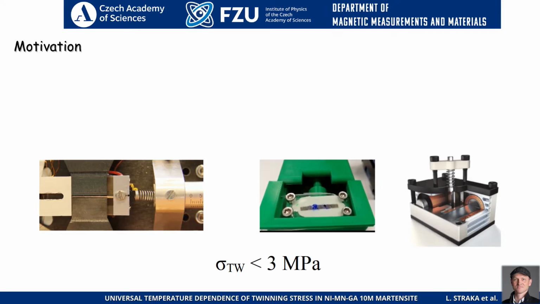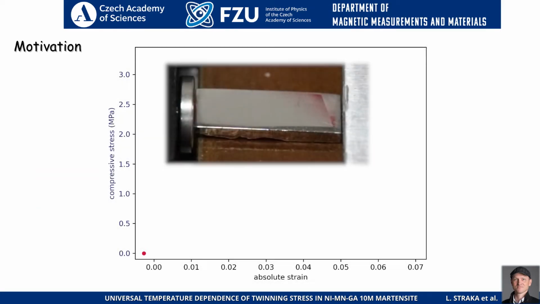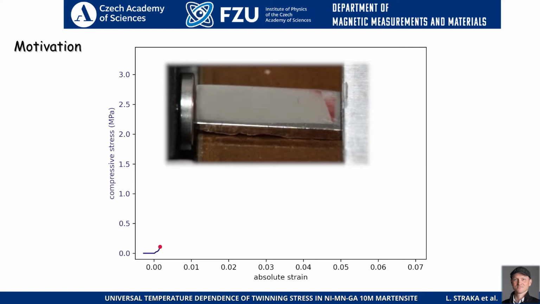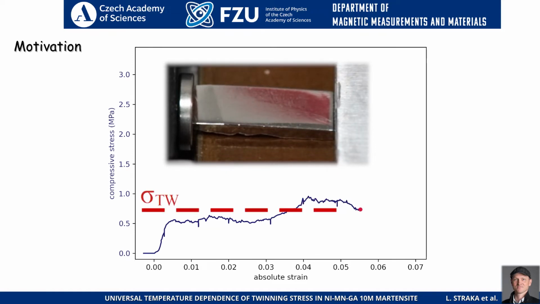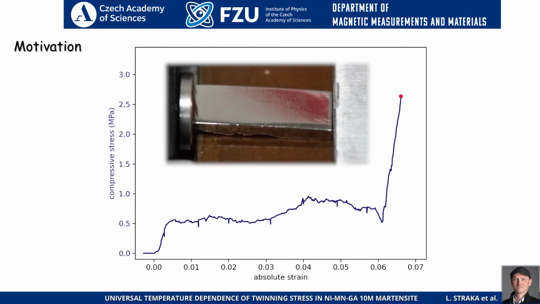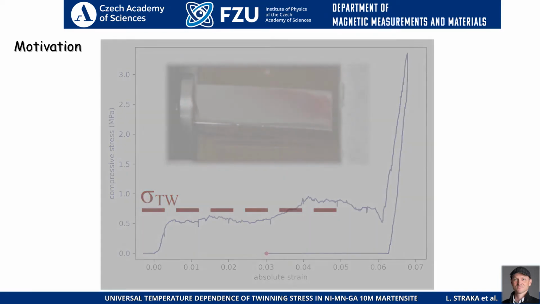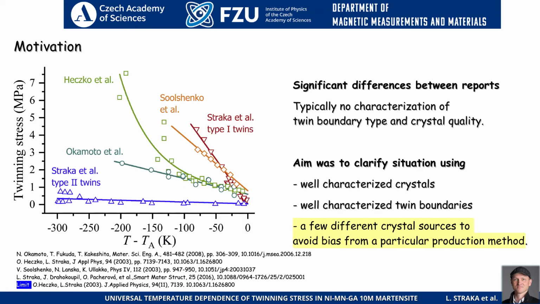So twinning stress is the force or energy you need to apply to move the martensite twin boundary. And how to determine this is actually very simple. We just take the single crystal, we apply stress on it, and we measure the stress strain curve. And as twinning stress, we determine the position of the plateau on this stress strain curve.